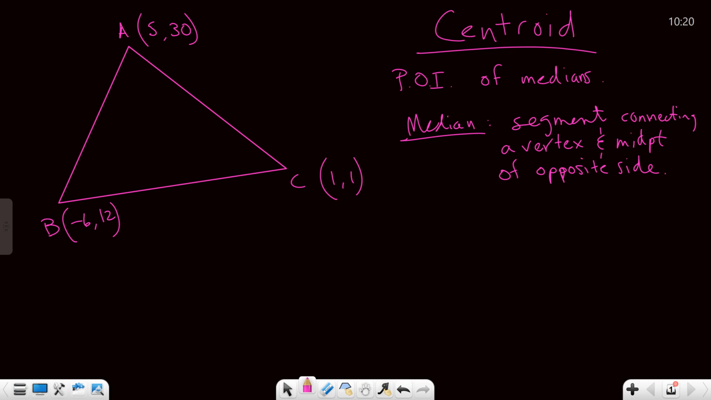All right, I'll give you a chance to get caught up. A median is a segment connecting a vertex and the midpoint of the opposite side. I'm going to talk while you're writing. You can already see where this is going to create problems.